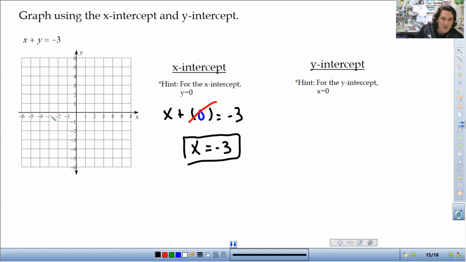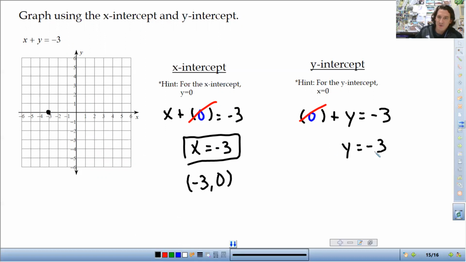You can just go to negative 3 on the x here, or just so you know, that is the point (-3, 0). Now I do the same thing for y. So I'm going to change the x this time to 0. So it's going to be 0 plus y is equal to negative 3. Since this is 0, it just cancels out and goes away. And I just have y is equal to negative 3. So I need to go to the point (0, -3). That is this point right here.